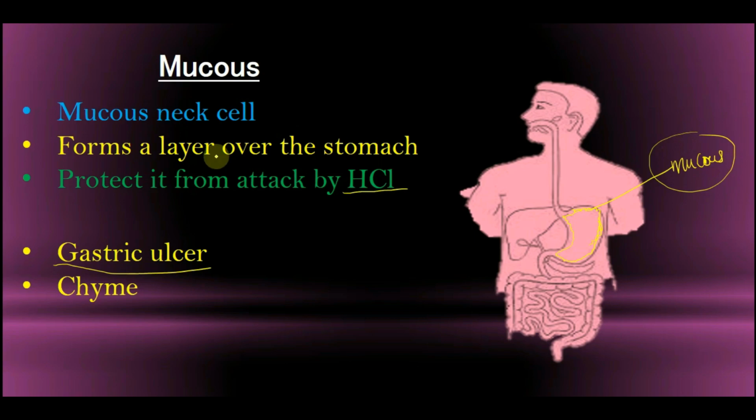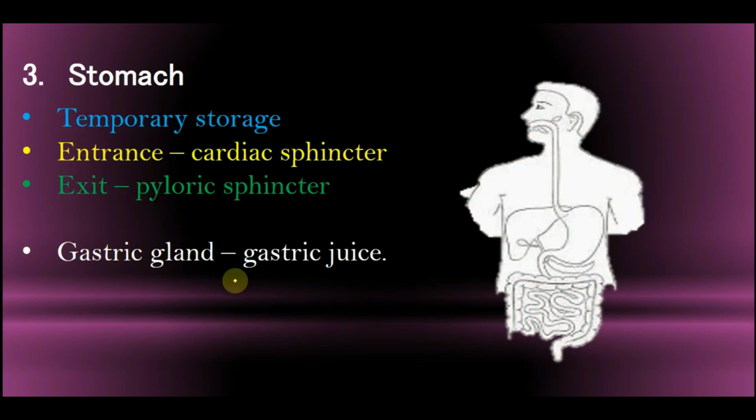So once food has been digested inside the stomach, the partially digested food is called the chyme, and this chyme is then passed from the stomach through the pyloric sphincter into the small intestine. So the next part of the alimentary canal we're going to look at is the small intestine.